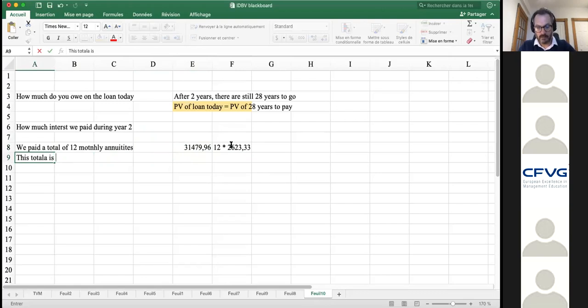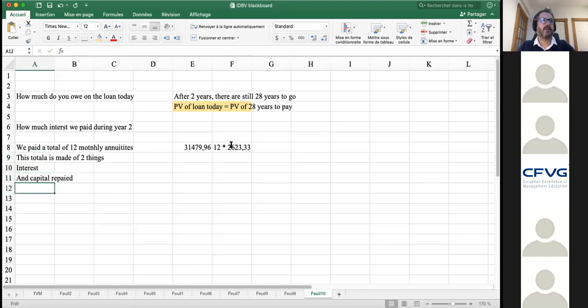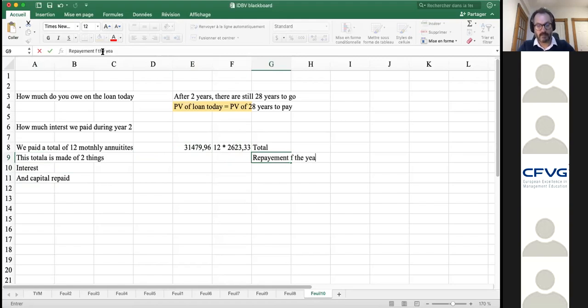Okay, this total is made of two things: interest and capital repaid. So in this total, we will try to find the repayment of the year, and we will deduce the interest.